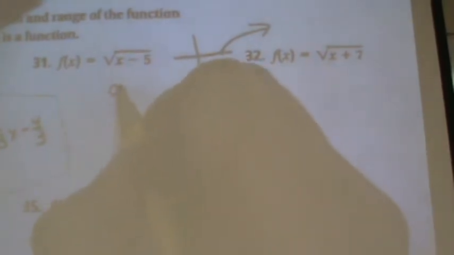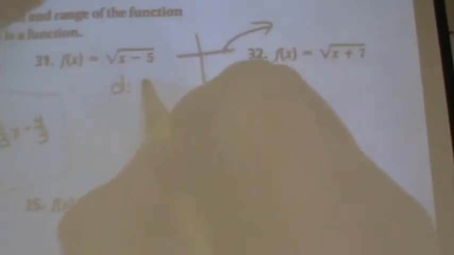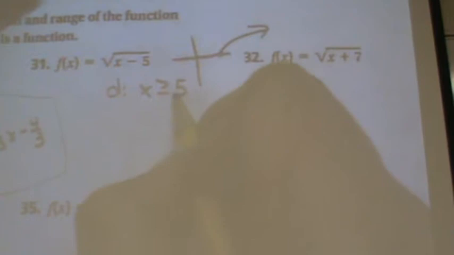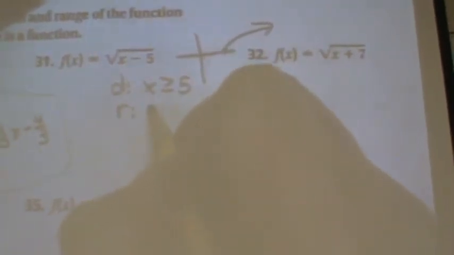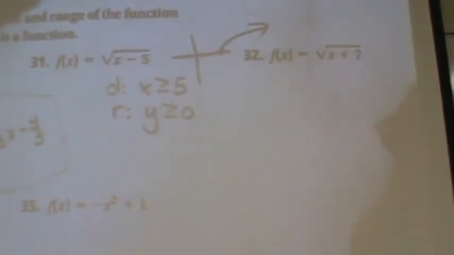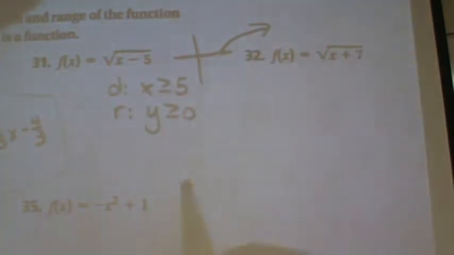For 31, this one is a graph 5 units to the right. So if you were to graph this, you'd be over 5, and it looks like that. We talked about this in class today. So your domain for this is going to be x is greater than or equal to 5, and your range is going to be y is greater than or equal to 0. Now when you switch these x and y around, does this pass the horizontal line test? Yes, so its inverse will be a function.